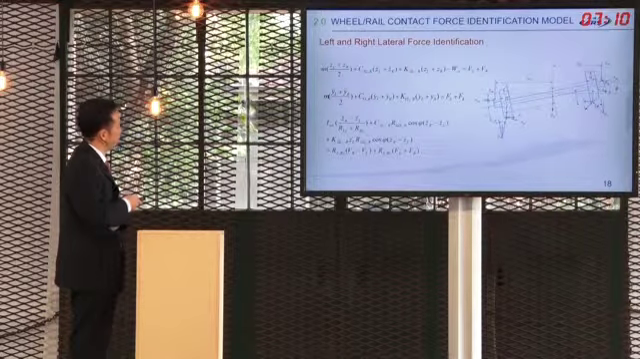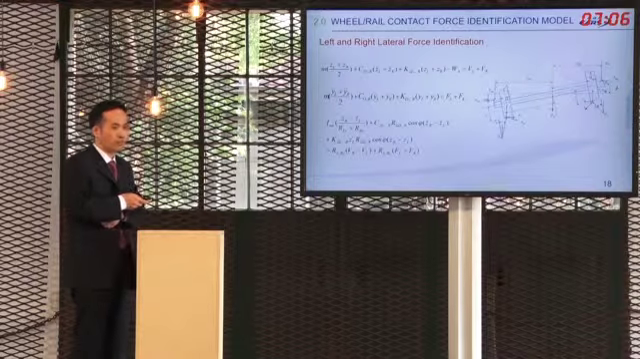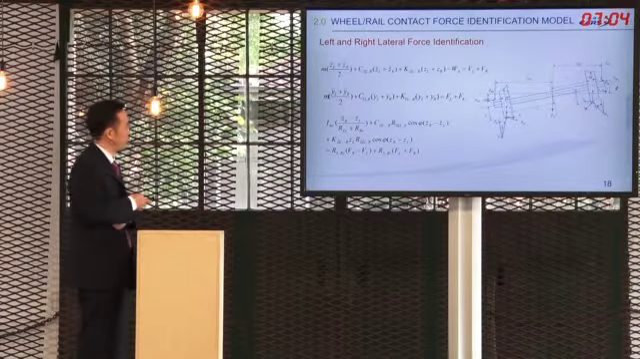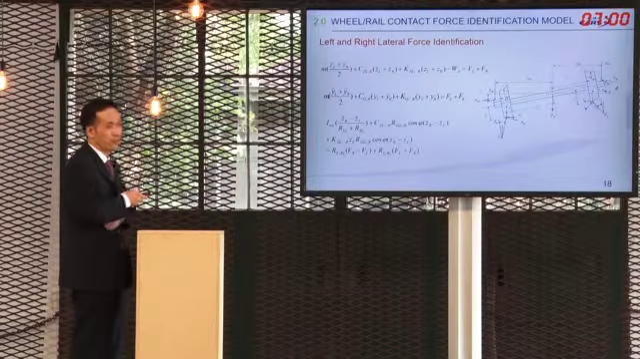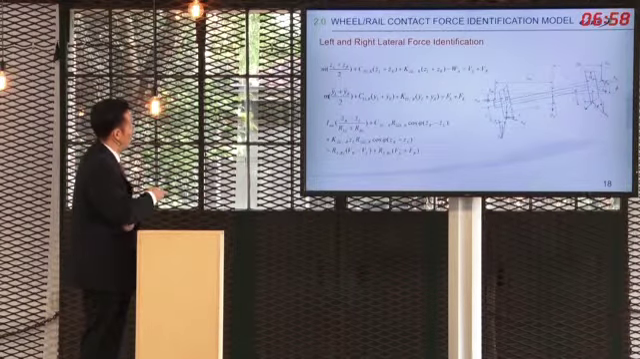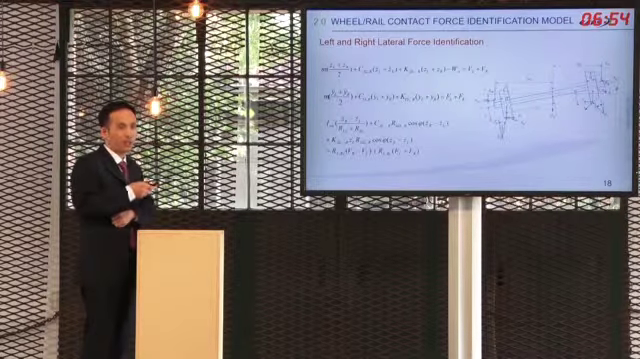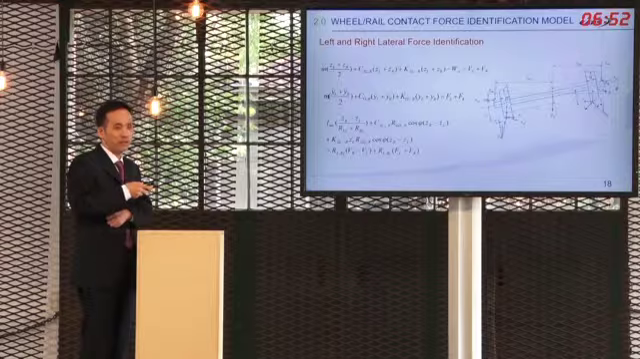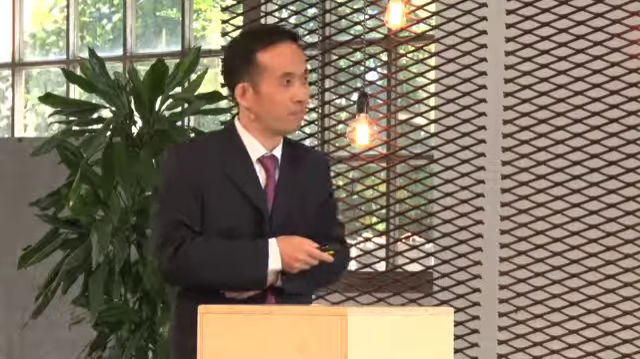Here, maybe in some review papers you can find the identification of the vertical force and the lateral force. The lateral force is also the total lateral force of the wheel set. But how to get the lateral force of every wheel is very difficult.